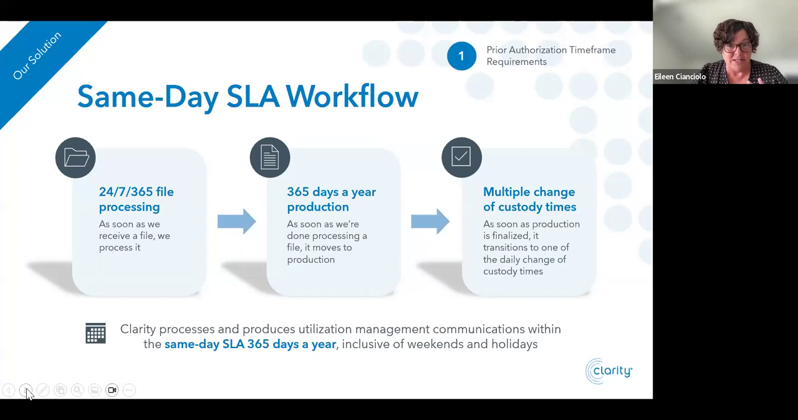As soon as we get it, we move to production, and we have multiple changes of custody, which is the definition of when the clock stops ticking. Your timeline is when that change of custody and that timestamp is on those materials. That's when the clock stops. So we process those in the same day SLA, up until the last change of custody at 11:59 p.m. Eastern time. It's critical to be able to process these regularly as they're received, with a contracted SLA for that same day workflow, 365 days a year, weekends and holidays.